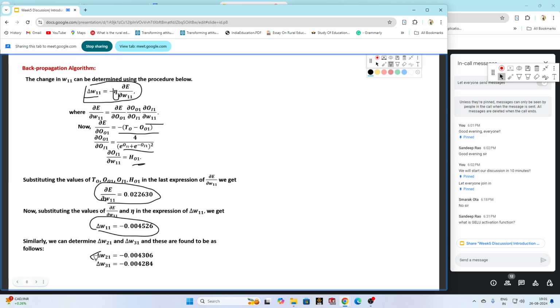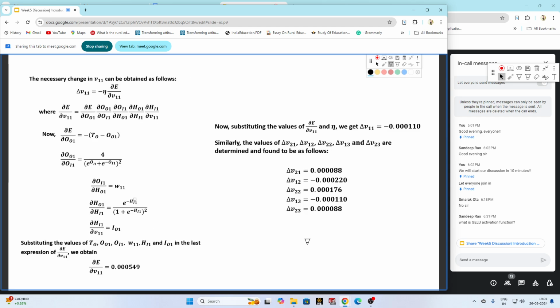Similarly, you can calculate delta W21 and delta W31. So any doubt in this? In this slide, how we have updated the weight of W? No doubt, right? Okay.